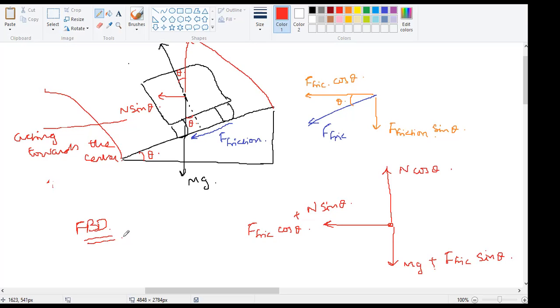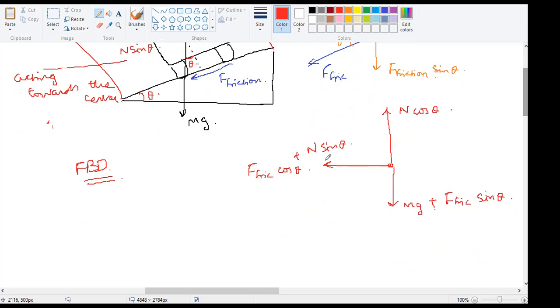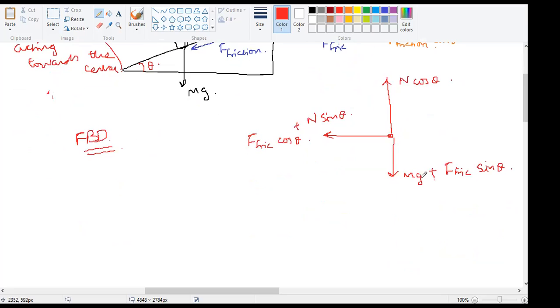Now tell me, what is the force acting towards the center? Is it N cos theta or this total? Total, which means F friction is also helping, N sin theta is also helping. So this is the reality. To make it easier, I just gave the first situation without the friction. So that is also easy. Only thing, you will get an extra term. So that's why it becomes a little bit confusing. So this and this will be equal.